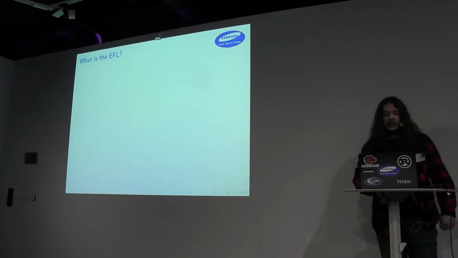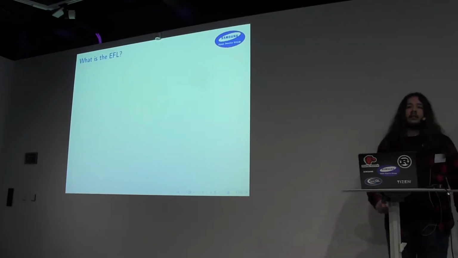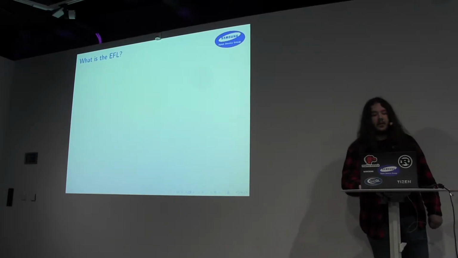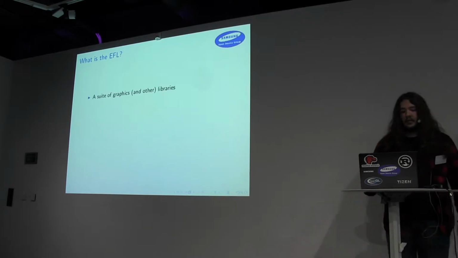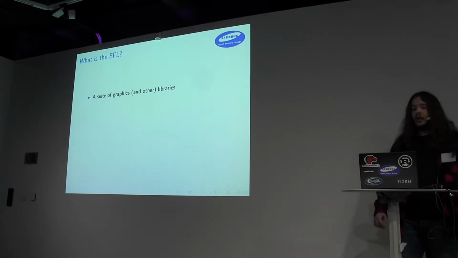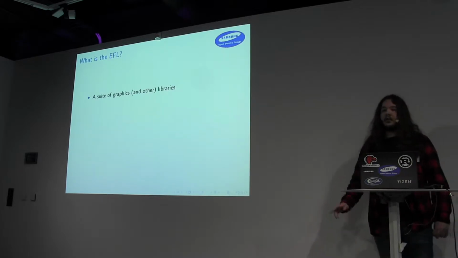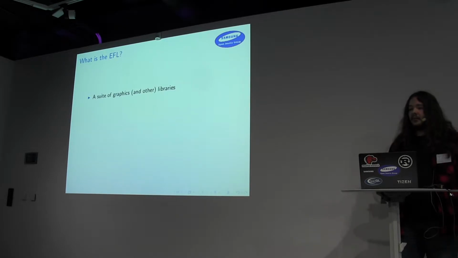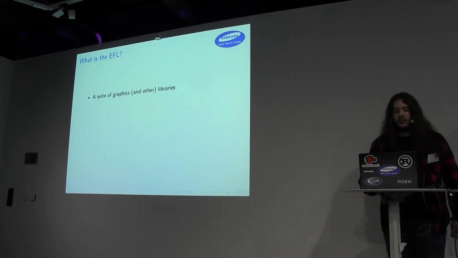So let's see. First, what is the EFL? Some people here might not know. It's not such a widely known project. So let me introduce the EFL first. It's a suite of libraries for graphics and other things. We have, for instance, the actual Canvas library, GUI toolkit, networking library. Basically, you could compare it to, say, Qt, but it's written in C, and it's way more lightweight.